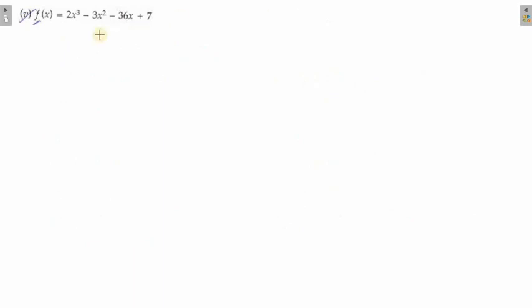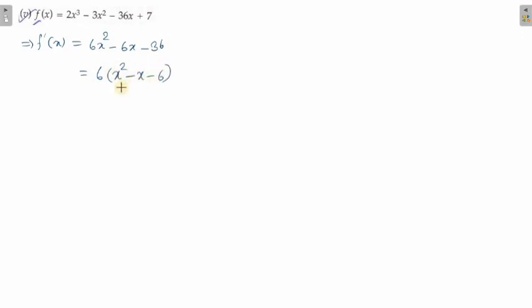We have yet another question. This time the question is going to be a bit challenging. So f dash of x is going to be, 2x cube becomes 6x square minus 6x minus 36. Something is common out here, isn't it? 6 is common. So if you take 6 common, you get x square minus x minus 6.